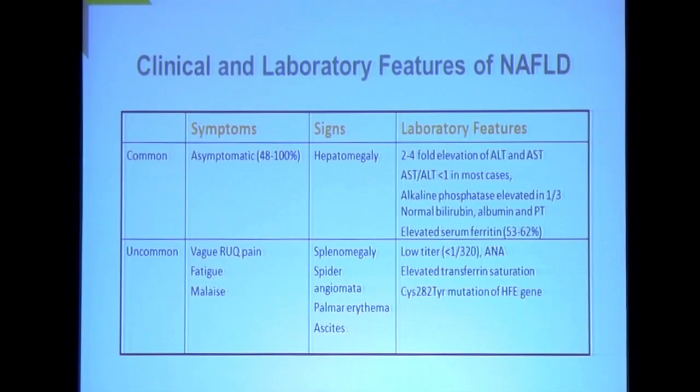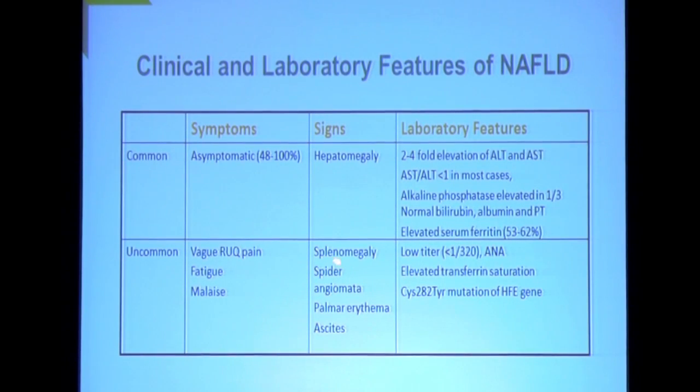Some patients complain of vague right upper quadrant pain. We don't know why. We think it's probably fat distending the liver capsule. They complain of having like a bowling ball up here. Quite a bit of them, and almost all of them, are going to have hepatomegaly. And the typical liver test abnormalities are going to be elevated ALT and AST. ALT is going to be higher than AST. If the AST is higher than ALT, suspect alcohol.